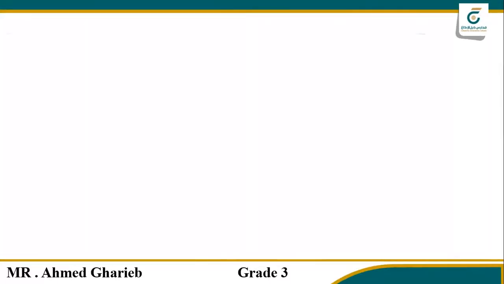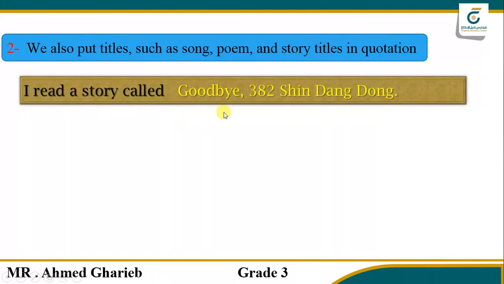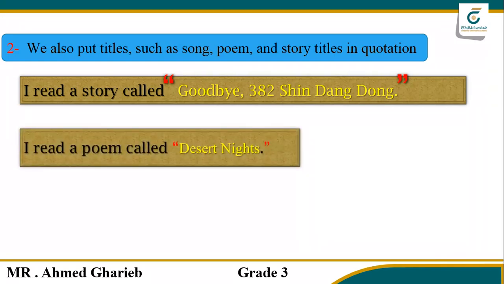The second case in which we can use quotation marks is to put the title of a song, poem, or story between quotation marks. For example, I read a story called "Goodbye 382 Shindangdong." So this is the name of the story. I put the name of the story, poem, song, or book between quotation marks. I read a poem called "Desert Nights."